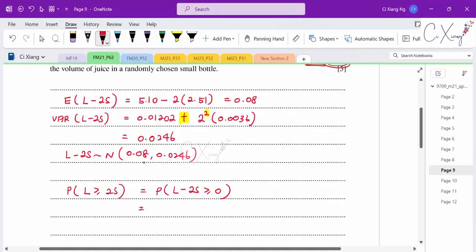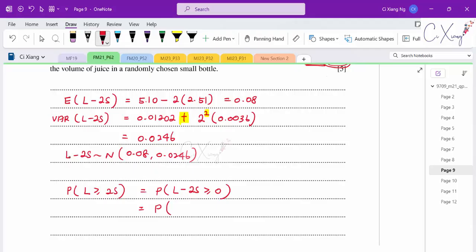Since I know that L minus 2S is normally distributed, to find the probability I have to standardize it to become Z. Again, how to standardize it? You have to minus the mean that you calculated just now, divided by the standard deviation. Then get the value of Z by using the calculator.